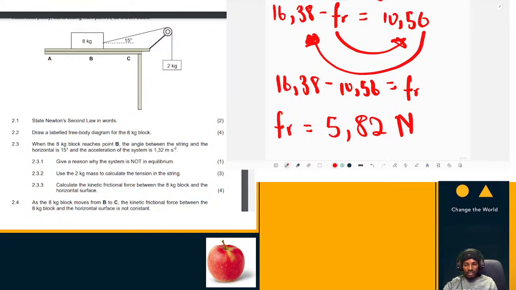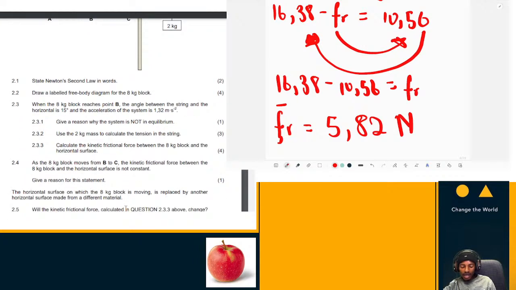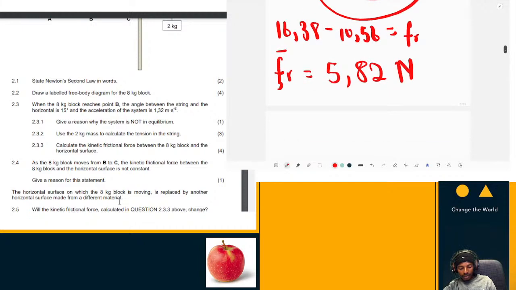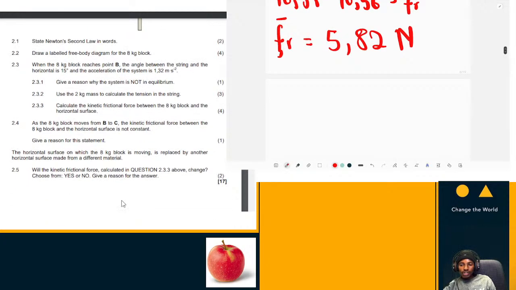The x component of the tension was to the right. Therefore, the friction should be pulling the object to the left, because it is the force which tends to oppose the motion of the object. All right. So we're done with the kinetic friction. We calculated it to be 5.82.